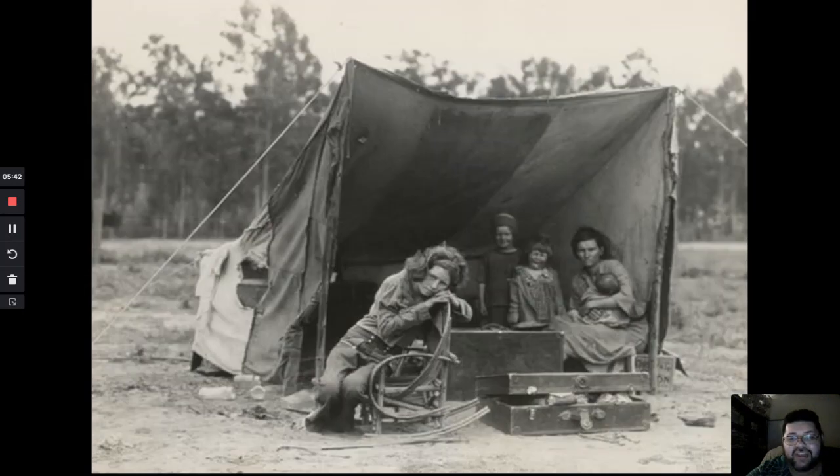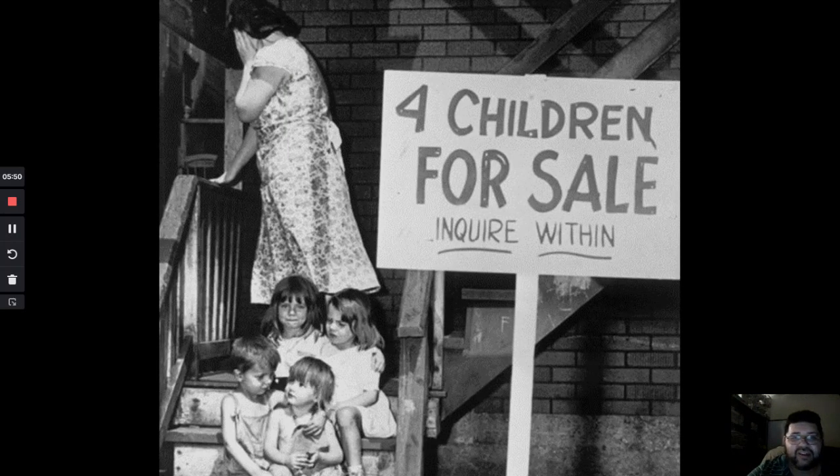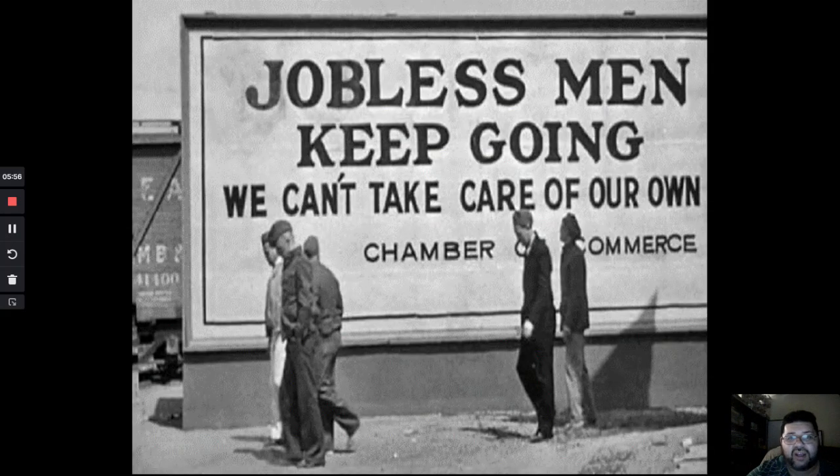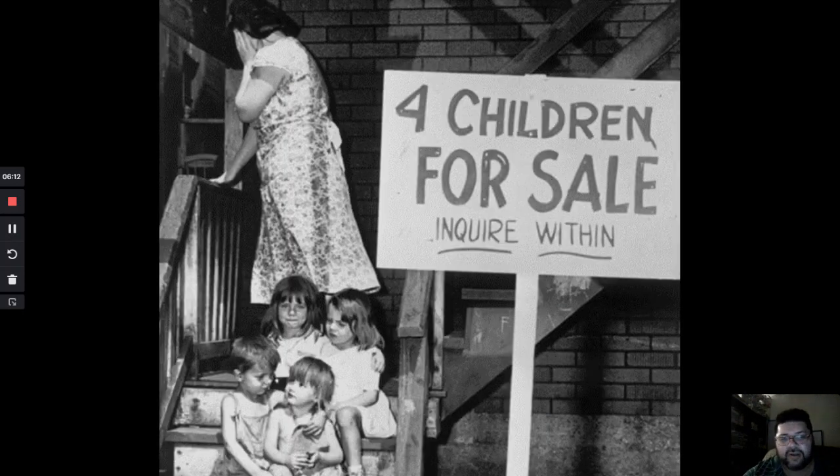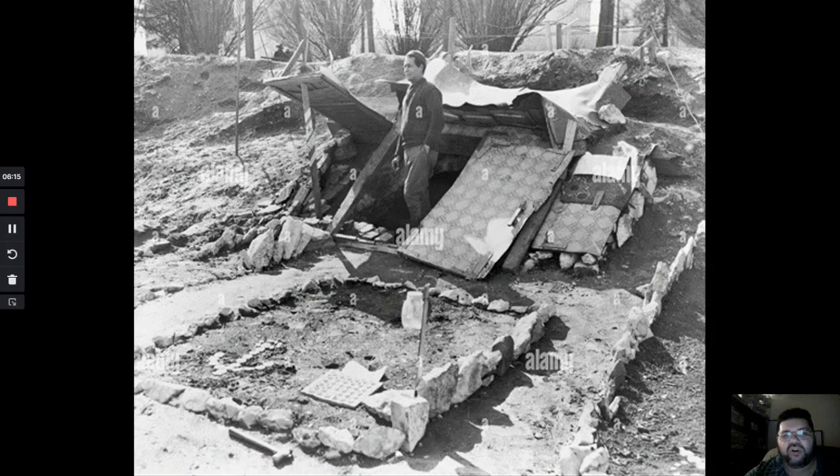So which one of these, again: the stranded mother who had nowhere to go, no help, no money; the mom who's selling her kids, or forced to sell her kids; the men who have to walk trying to find a job somewhere in this country; or the veteran who basically made a home because, again, he's homeless, makes his home out of trash and a hole in the ground. Which one of these four pictures do you think really shows the struggle of people that went through the Great Depression?